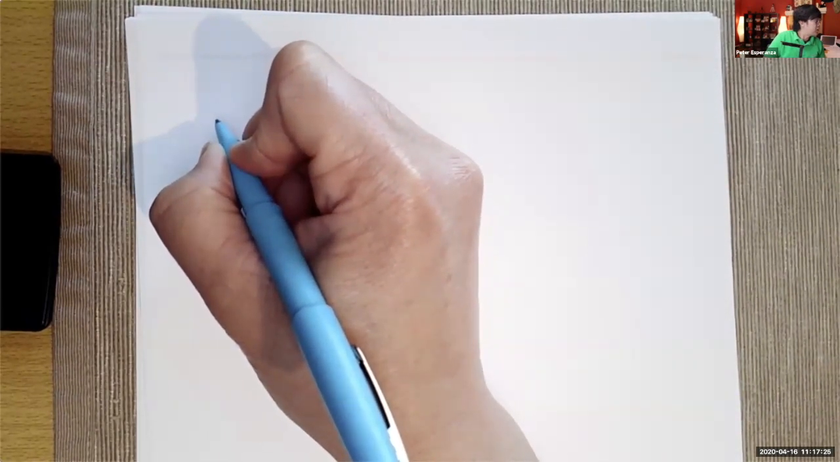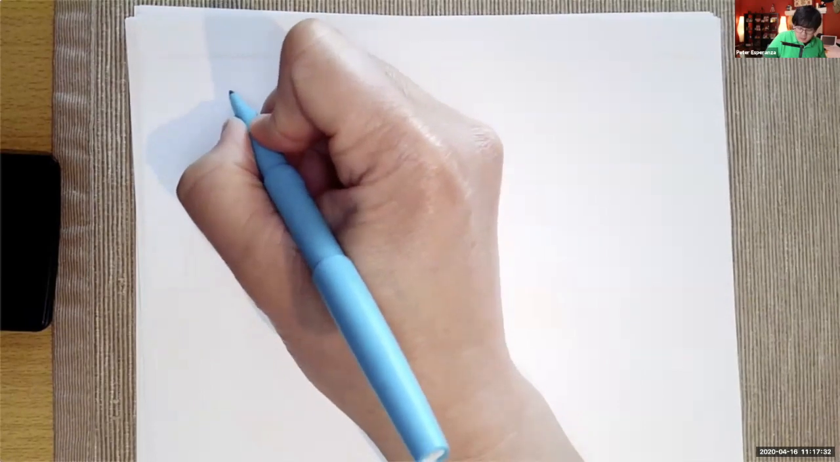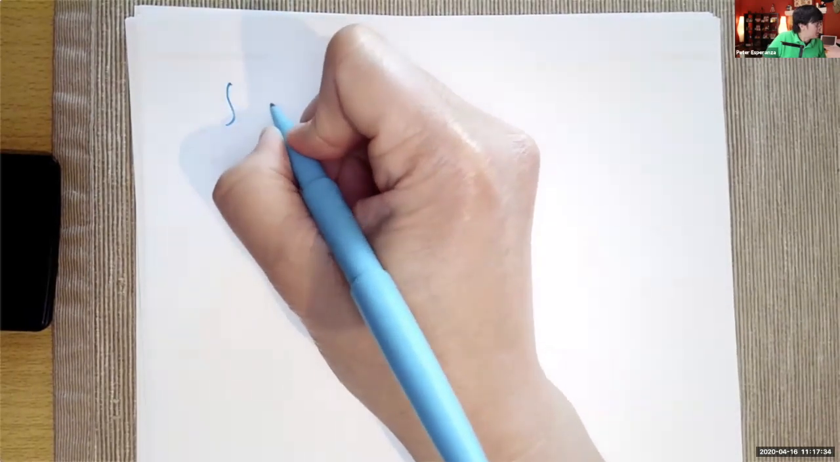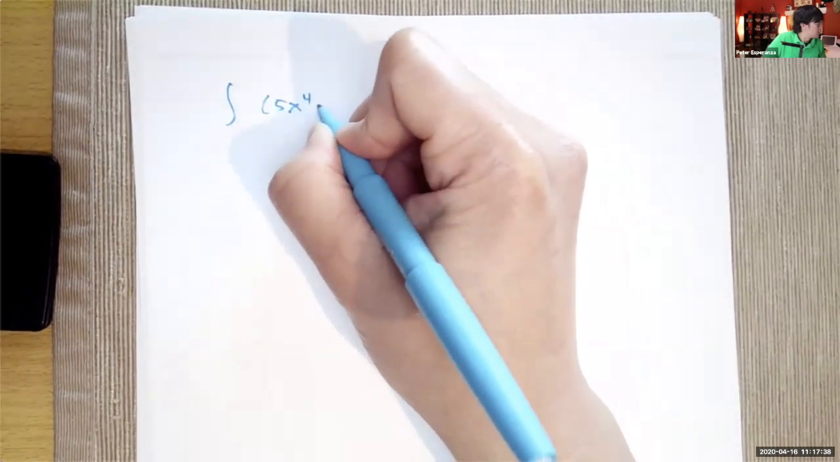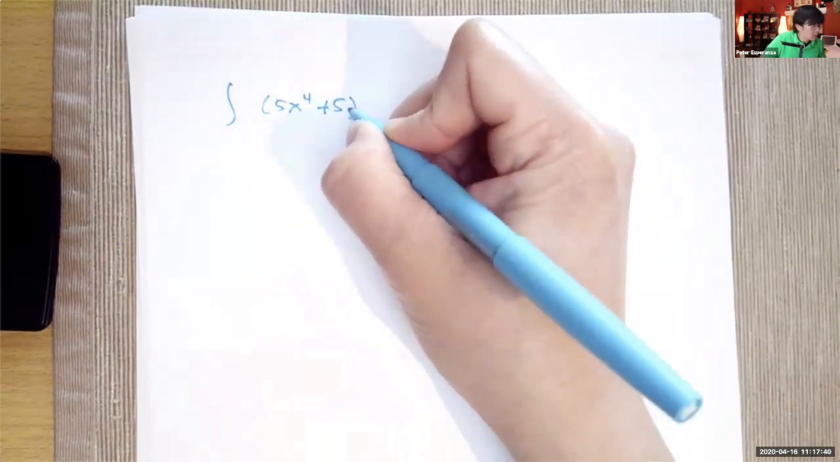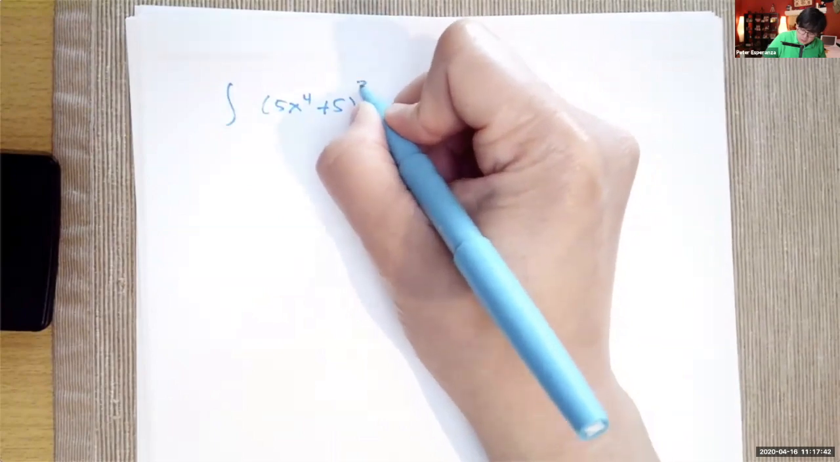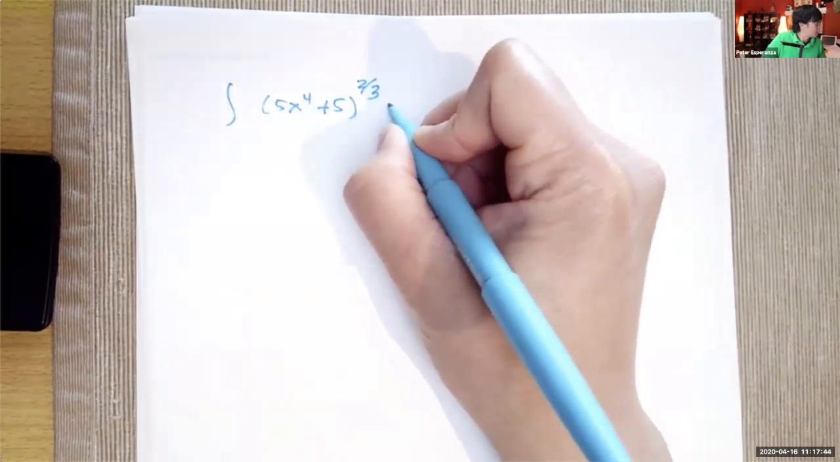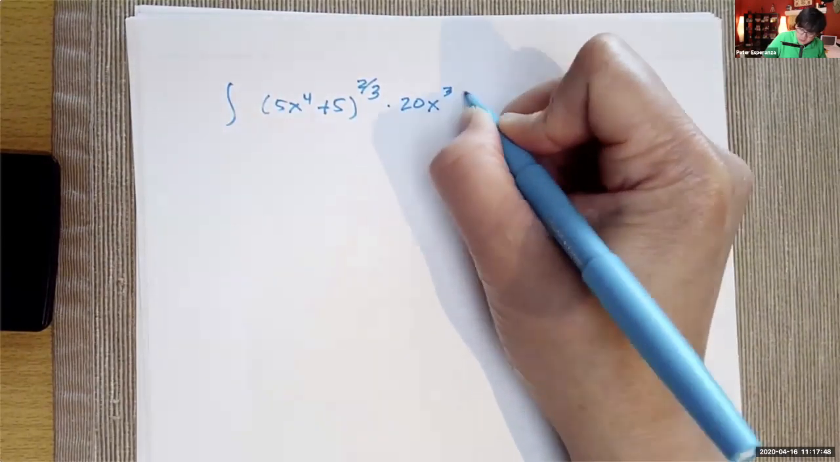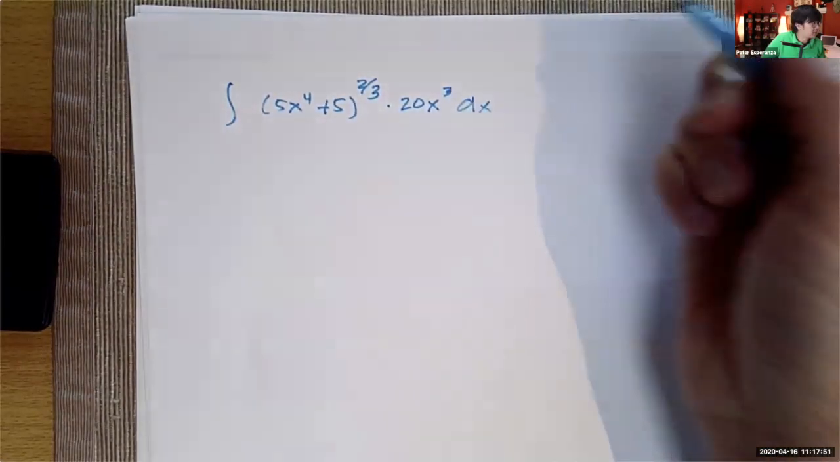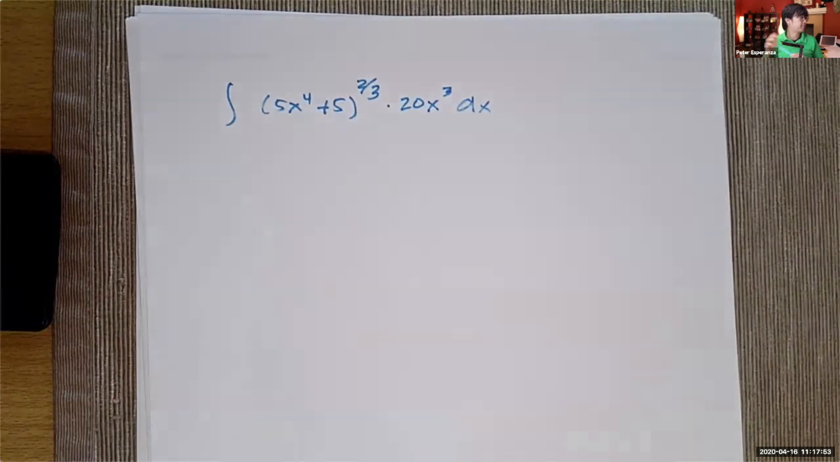Let's answer this. The integral of 5x to the 4th plus 5, to the 2 over 3, times 20x cubed dx. All right. Do that.